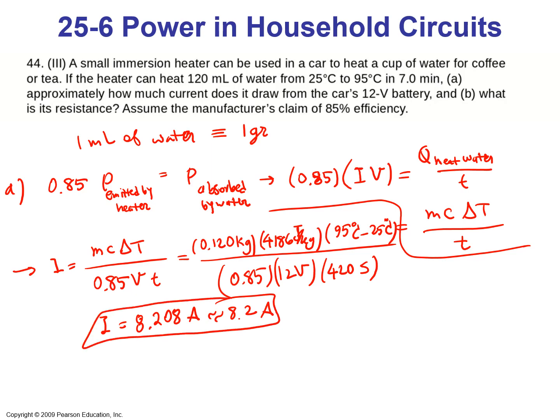For part B, it asks about the resistance, and we should use Ohm's law to find the resistance. So we say V is equal to current times resistance. Solve it for resistance: voltage divided by current. We have 12 volts over 8.2 amperes. That gives us 1.46 ohms, almost 1.5 ohms.